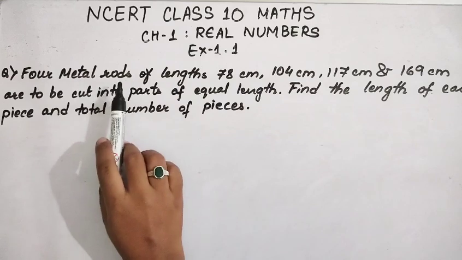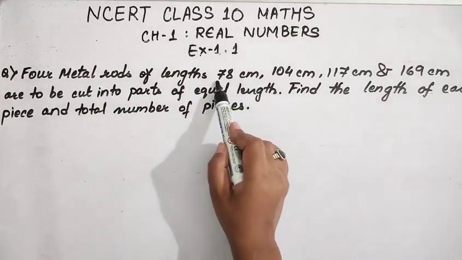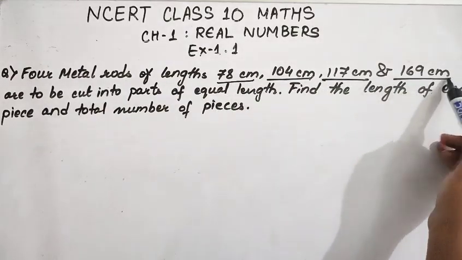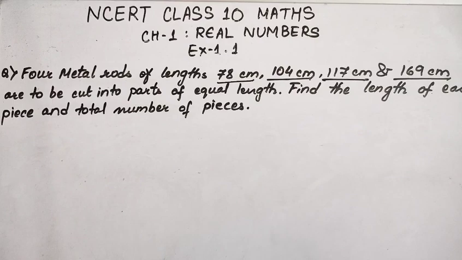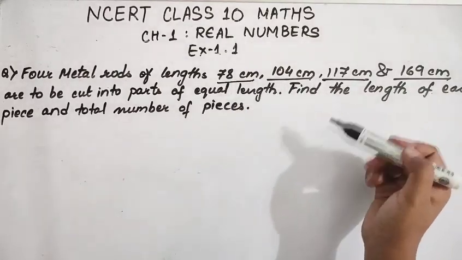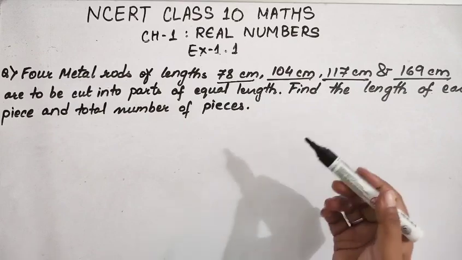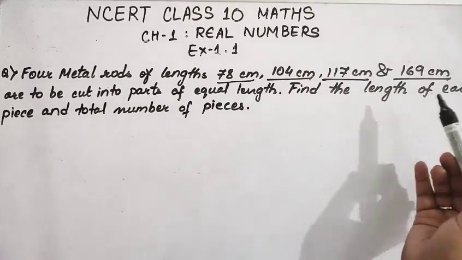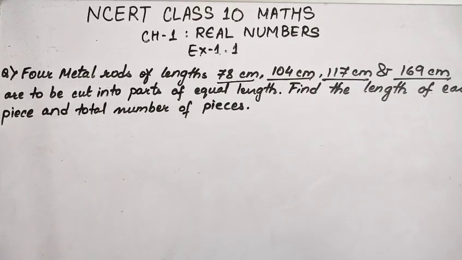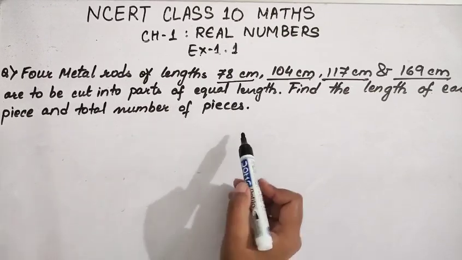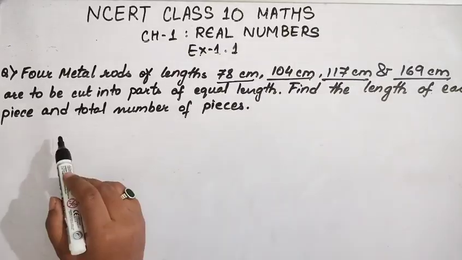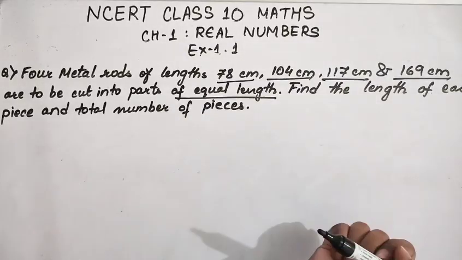There are 4 metal rods whose lengths are 78, 104, 117 and 169 centimeters, which are to be cut into parts of equal length. What we have to find is the length of each piece and the total number of pieces. What is the condition? The length of each piece should be of equal length.